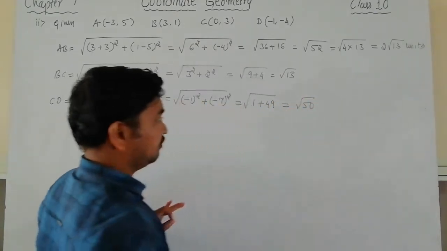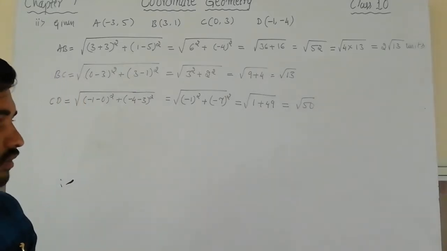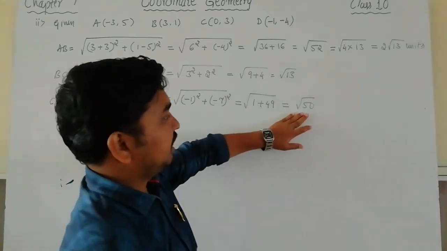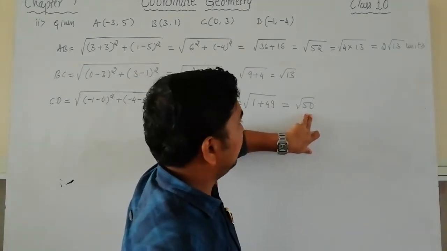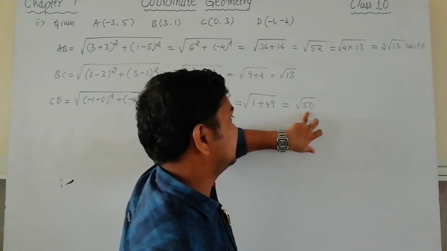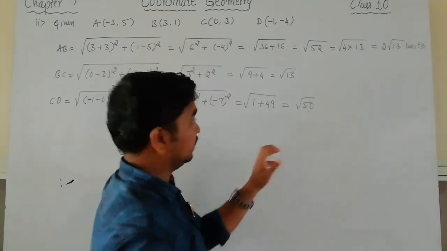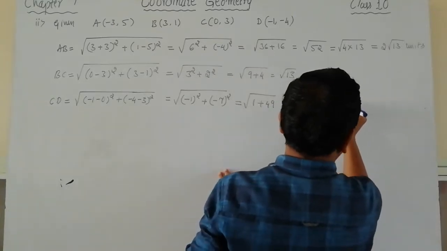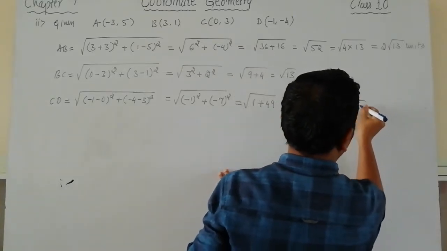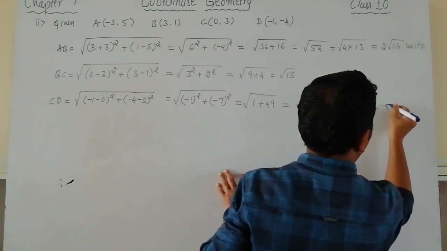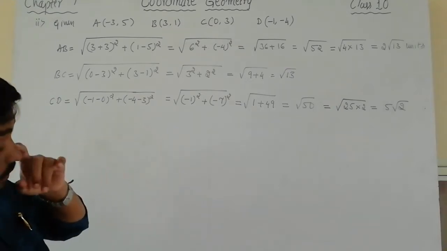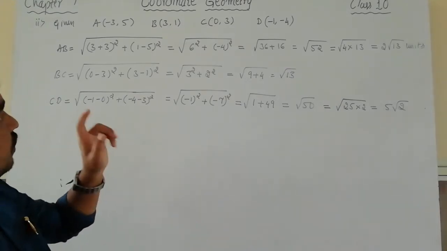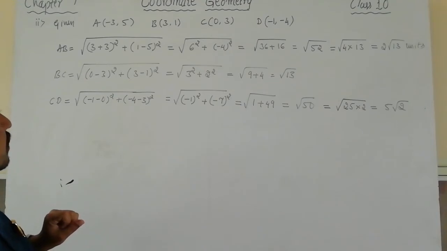It will not be possible to express 50 as a product of perfect squares. It is not divisible by 4, not divisible by 9, and not divisible by 16 also. Okay, it is divisible by 25 actually. So that's why we can write this one as square root of 25 into 2, which is equal to 5 root 2. Now I will move on to the last one.